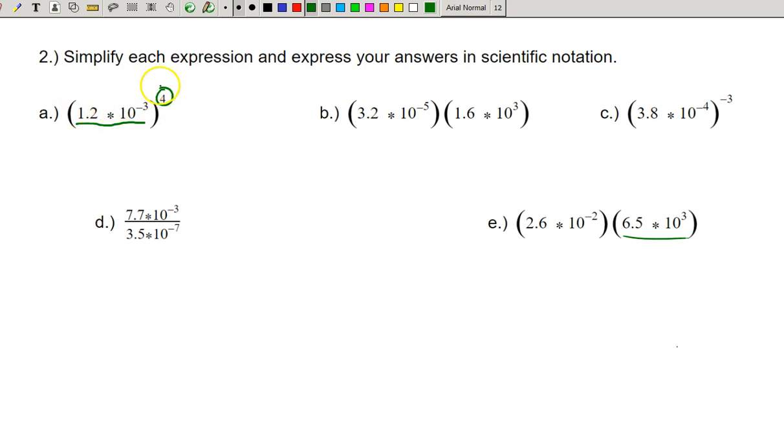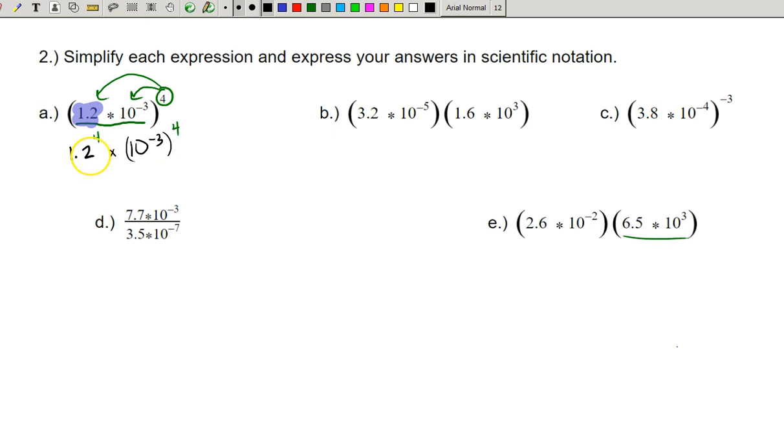Well, if we use our exponent properties, that means that the first number is going to be raised to the 4th, but then also the second number, or the power of 10, is going to be raised to the 4th. So all we're going to do here is take the first number, 1.2, and raise that to the 4th, and then take 10 to the negative 3 and raise that to the 4th. And so if we do that, we can evaluate both numbers.